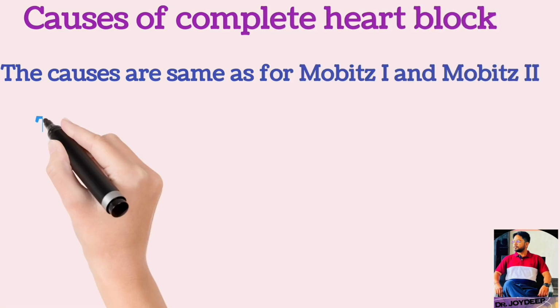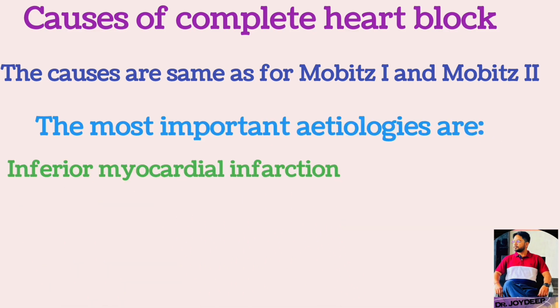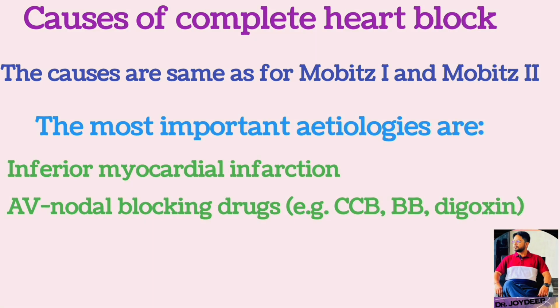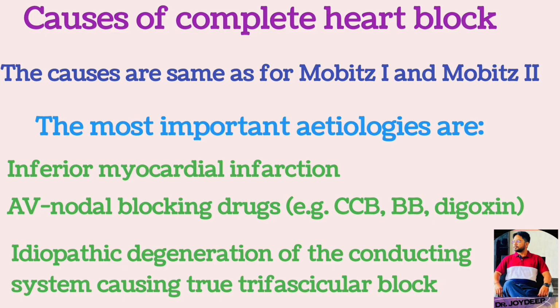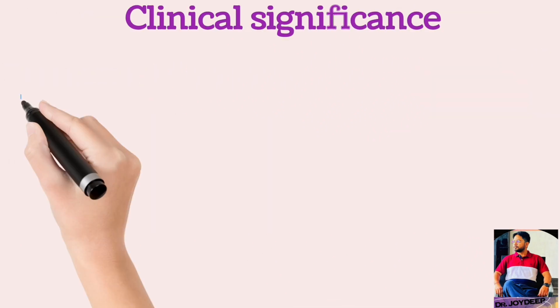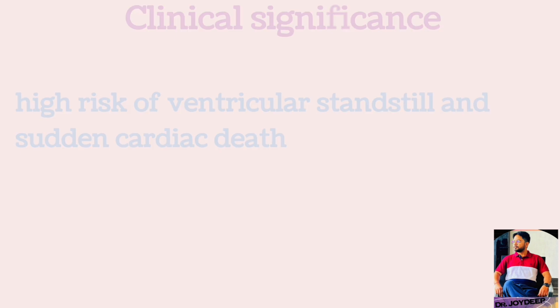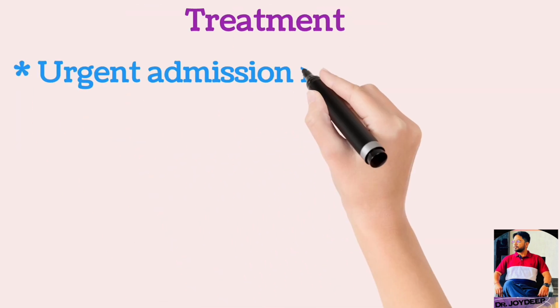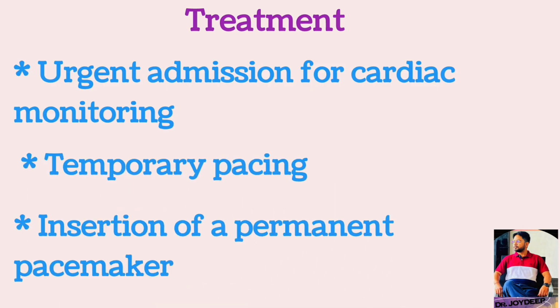Causes of complete heart block. The causes are the same as Mobitz type 1 and Mobitz type 2 second degree heart block. The most important etiologies are inferior myocardial infarction, AV nodal blocking drugs like calcium channel blockers, beta blockers or digoxin, and idiopathic degeneration of the conducting system causing true trifascicular block. Clinical significance. Patients with third degree heart block are at risk of ventricular standstill and sudden cardiac death. They require urgent admission for cardiac monitoring, backup temporary pacing, and usually insertion of a permanent pacemaker.